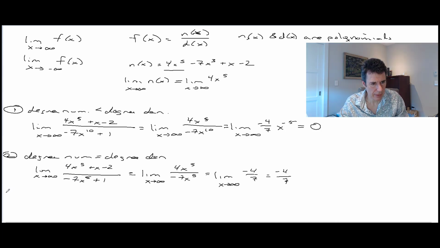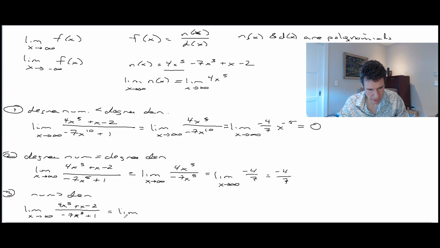Now for our last case, case number 3, the degree of the numerator is bigger than the degree of the denominator, and we need to think a little more carefully here about this one. So nothing changes, it's just we need to think about our results a little bit. So the limit as x goes to infinity, and we'll use the same function, 4x to the fifth plus x minus 2 over negative 7x cubed plus 1. So we can simplify this to just our leading terms.